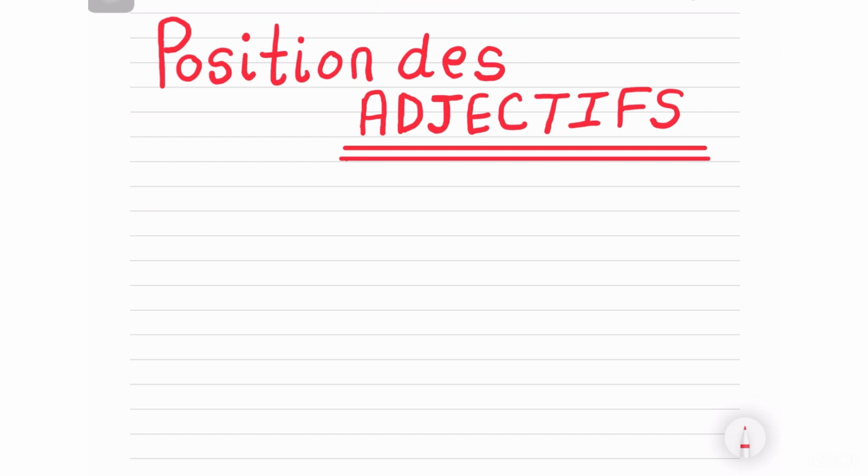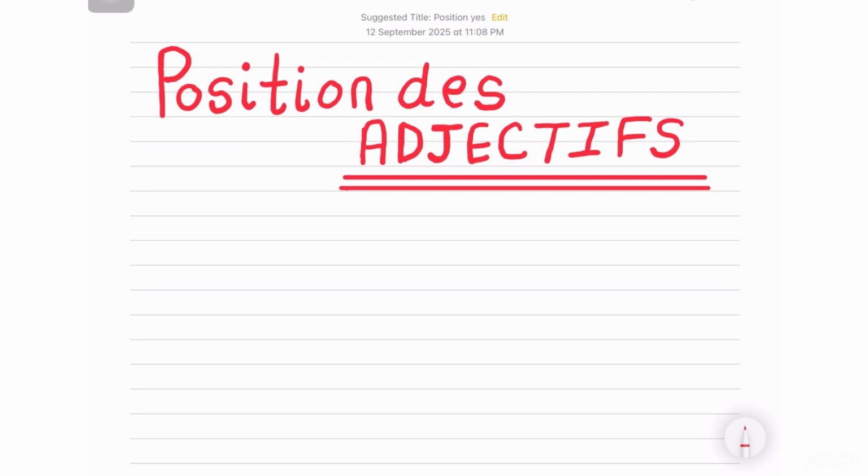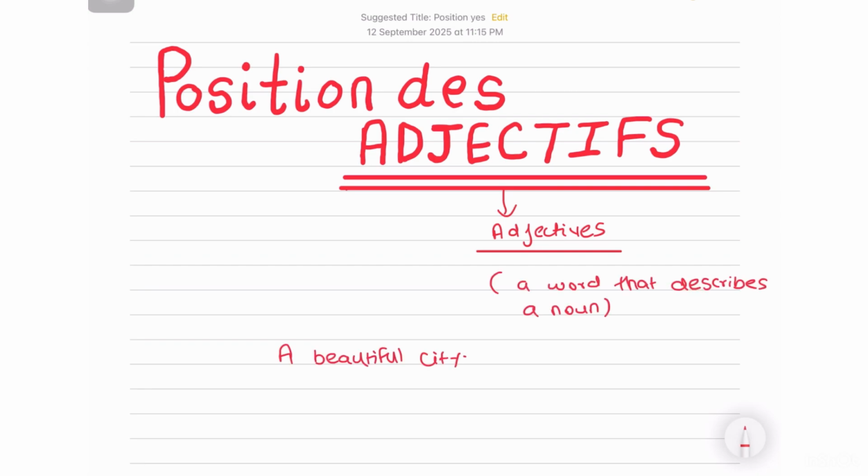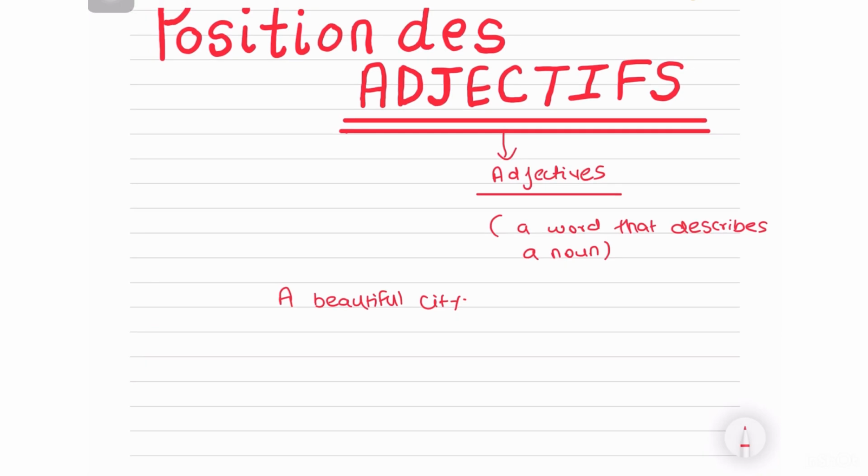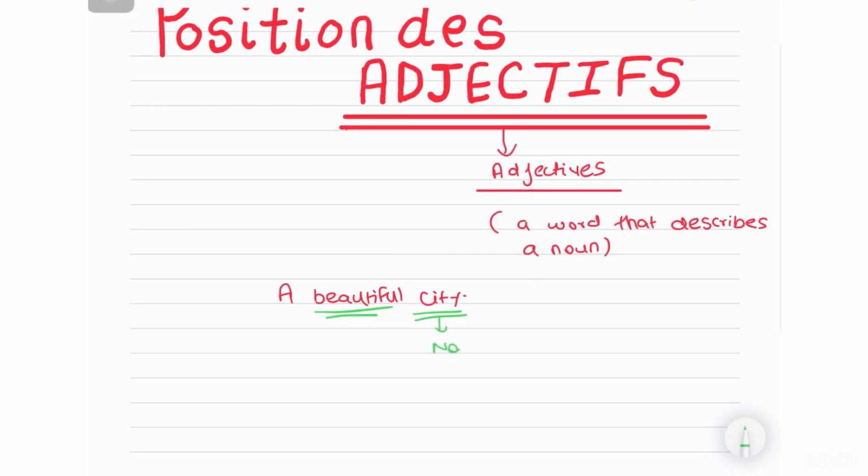So let's begin. We're going to start from the very basics, that is, what is an adjective? What does it mean? An adjective is basically any word that describes a noun or an object. For example, if you have the sentence, a beautiful city, what are we describing? We're describing the word city, and beautiful is the word that is describing it. So here city is your noun and beautiful is your adjective.